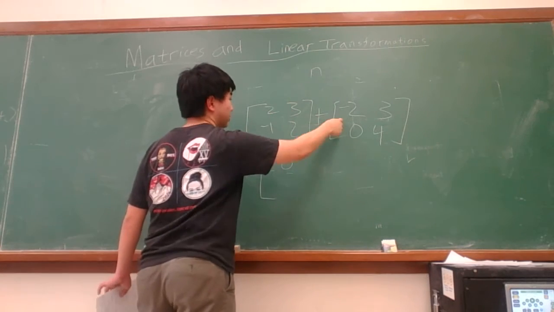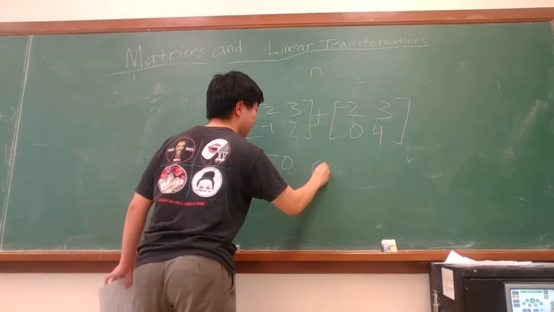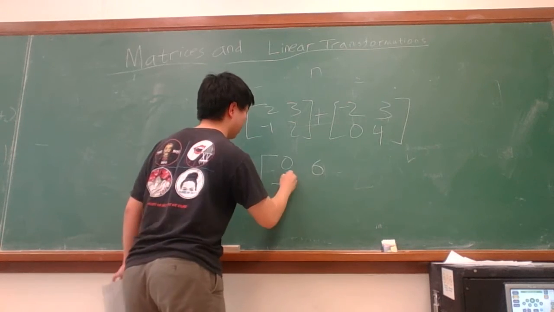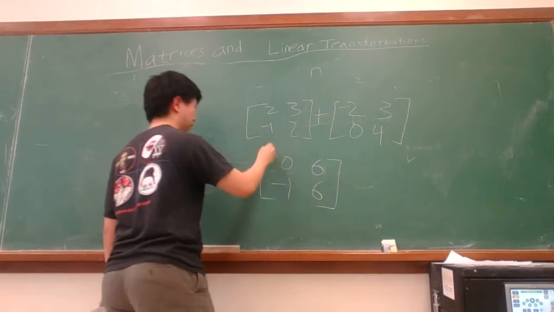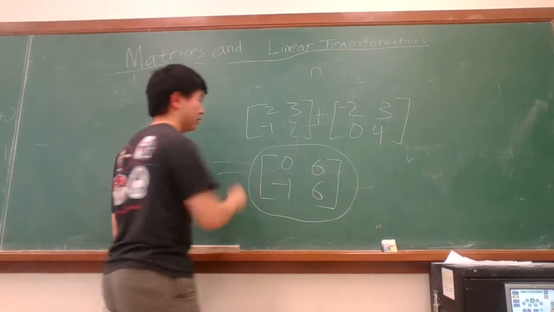0, because 2 minus 2 is 0. 3 plus 3 is 6. -1 plus 0 is -1. And 2 plus 4 is 6. So we get this matrix. Simple enough.